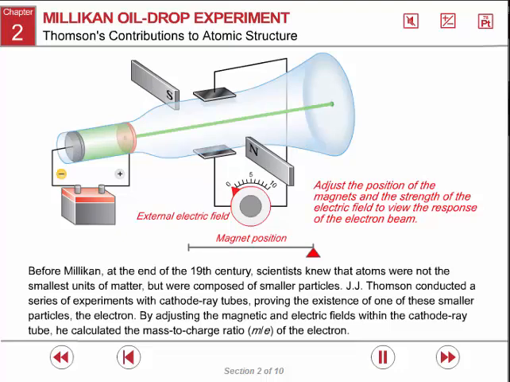Before Millikan, at the end of the 19th century, scientists knew that atoms were not the smallest units of matter, but were composed of smaller particles. J. J. Thomson conducted a series of experiments with cathode ray tubes, proving the existence of one of these smaller particles, the electron. By adjusting the magnetic and electric fields within the cathode ray tube, he calculated the mass-to-charge ratio, or m/e, of the electron. Adjust the position of the magnets and the strength of the electric field to view the response of the electron beam.